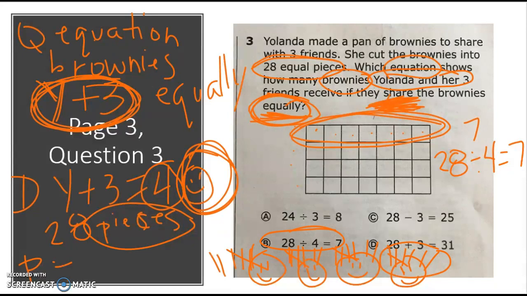I can check that with my fact families where I flip that around. 7 times 4 makes 28. And I use my counting 4 song to see if that's true. So I say 4, 8, 12, 16, 20, 24, 28, stop. 28 is 7 times 4. So we found the correct answer.